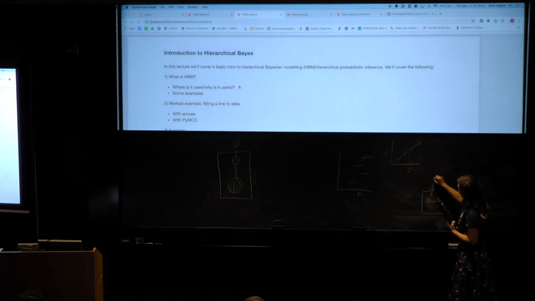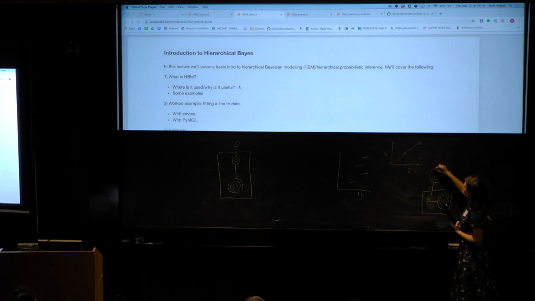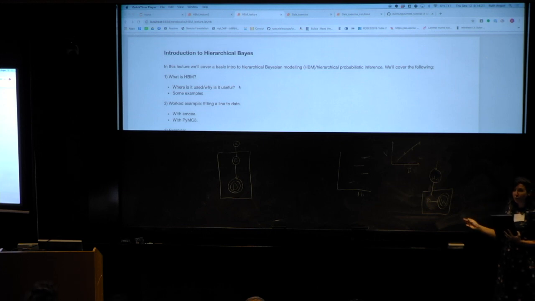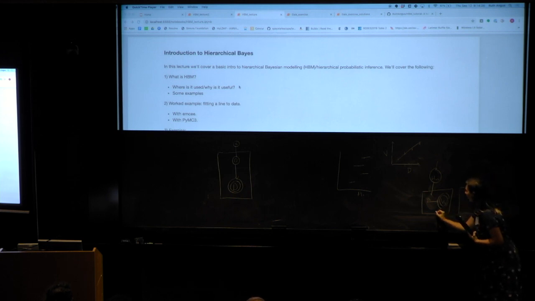Some measurement of H0 from supernovae. And then this would have some prior parameters that, in the non-hierarchical version, are fixed. But we don't want to do that. We want to infer the overall H0. So we need to add in a plate over n supernovae.